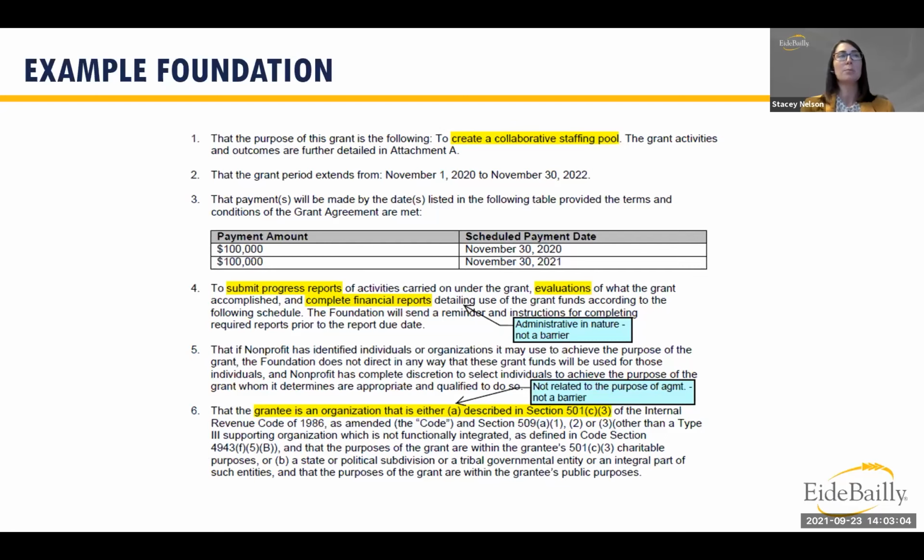Under one, we can see that the purpose was to create a collaborative staffing pool. We can see that it's going to come in 2 payments in 2020 and 2021. Under number 4 here, we've got to submit progress reports, evaluations, and complete financial reporting. Those are going to be considered administrative in nature and wouldn't of themselves be considered a barrier. Under number 6, we can see the grantee needs to be a 501(c)(3) organization. Again, that's not related to the purpose of the agreement, so that would not be considered a barrier.